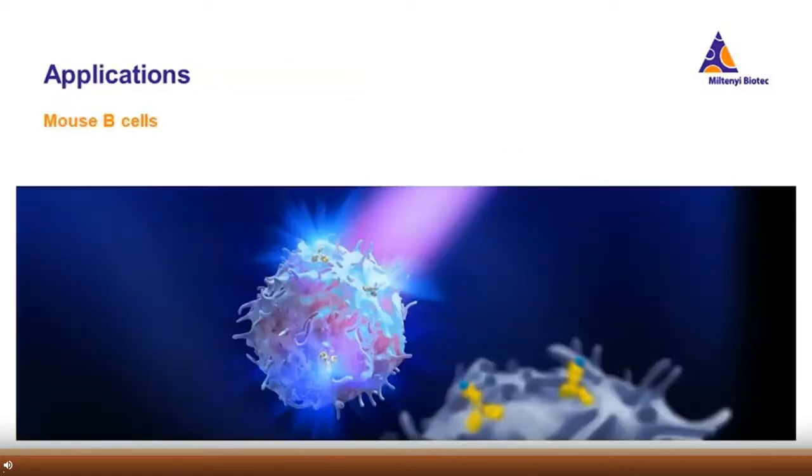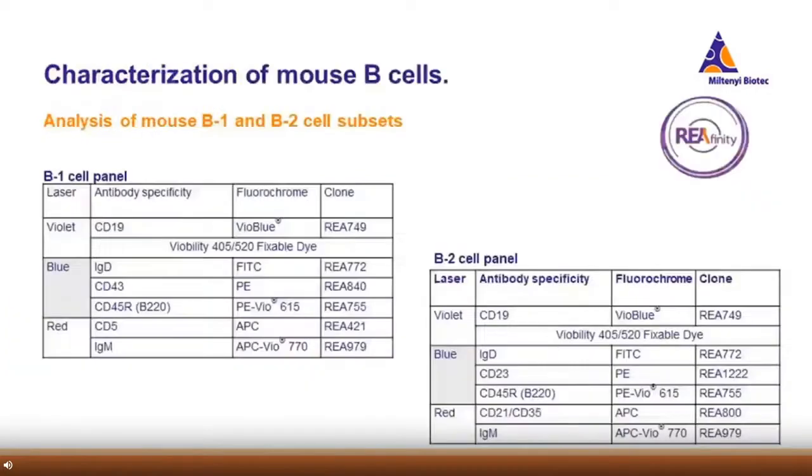And now I will show you an example for mouse B cells. This is a bit more complicated, so to say, because we use a B1 and B2 panel.